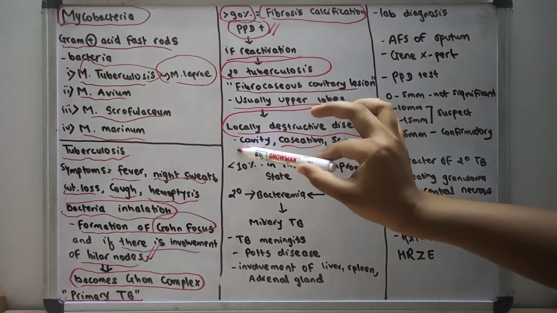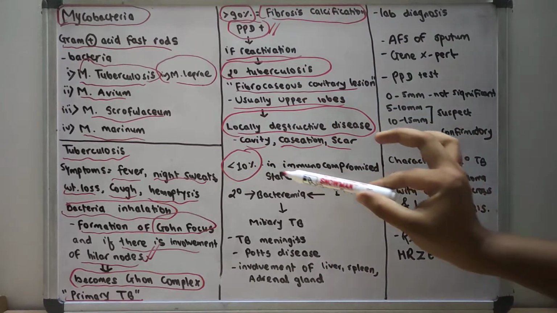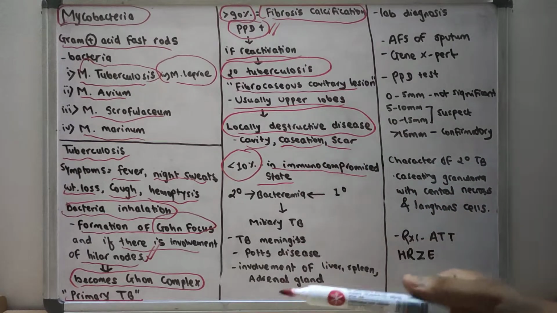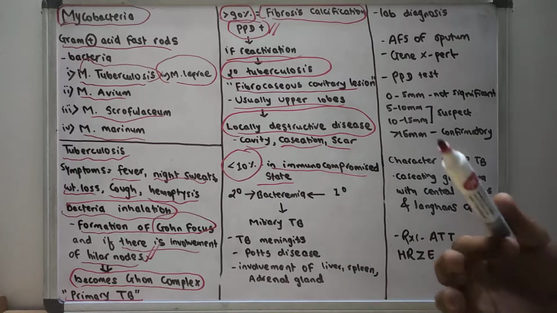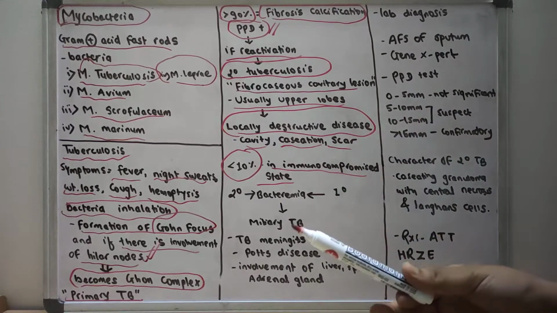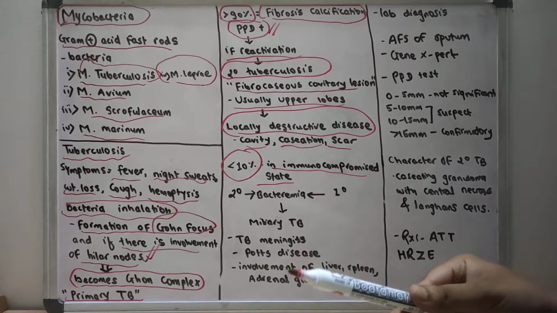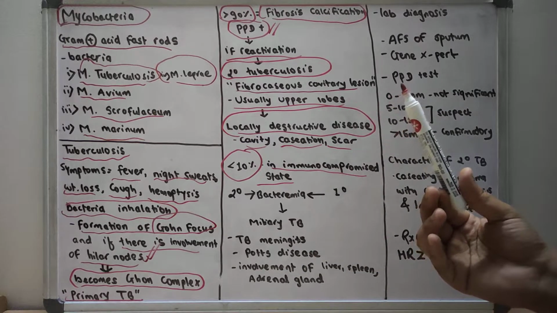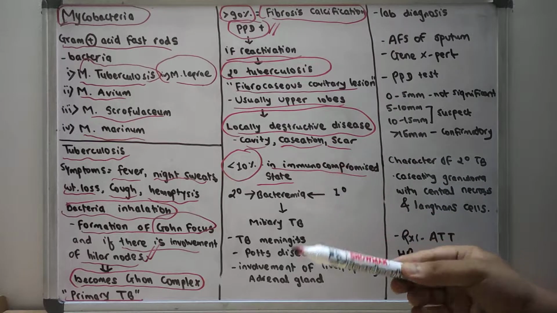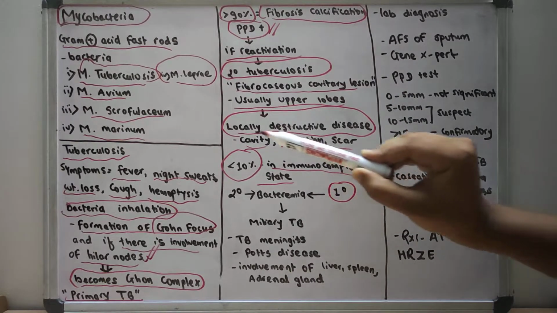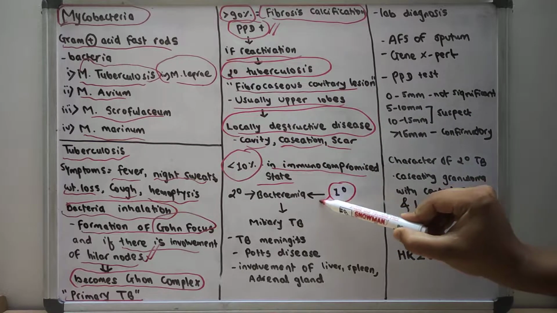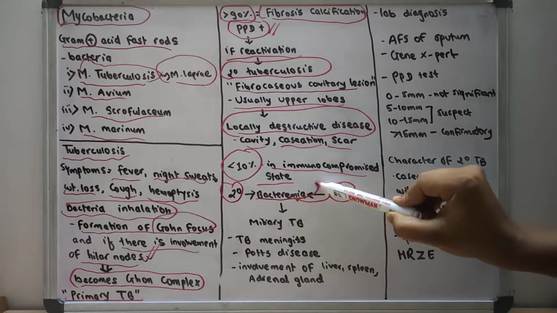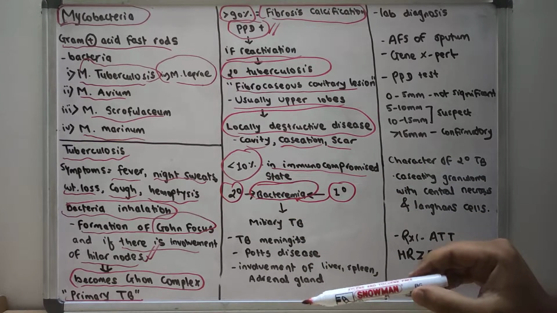But in less than 10% of patients who are in immunocompromised states, the person can be suffering from HIV/AIDS, or suffering from cancer and taking immunosuppressant drugs. For those types of patients, from the primary tuberculosis there can be bacteremia, and from the secondary tuberculosis also there could be bacteremia. And after the bacteremia there occurs miliary TB.